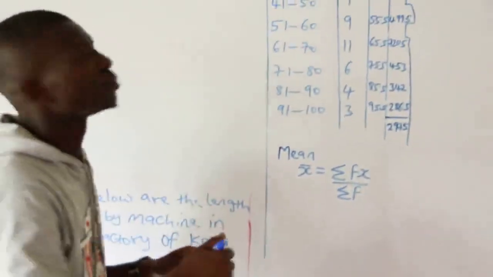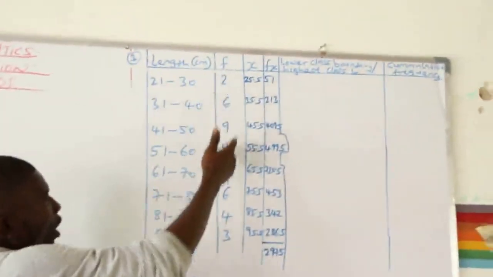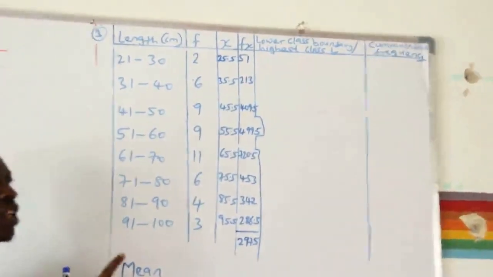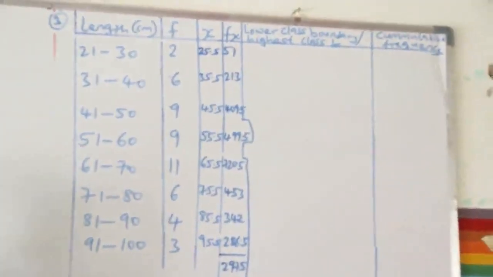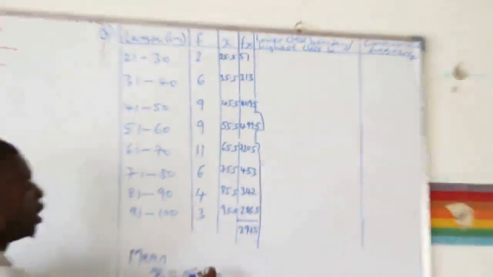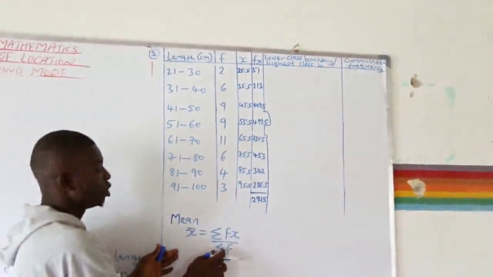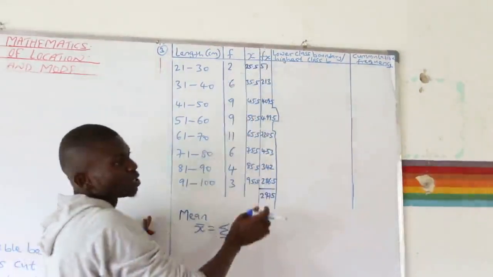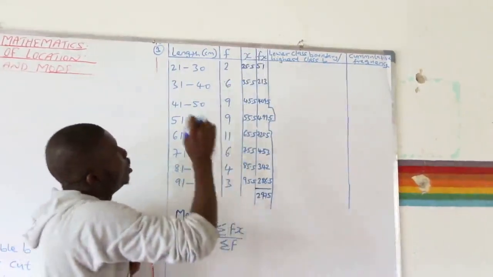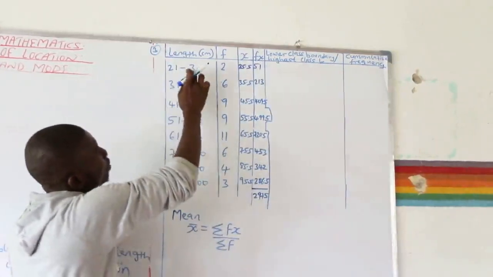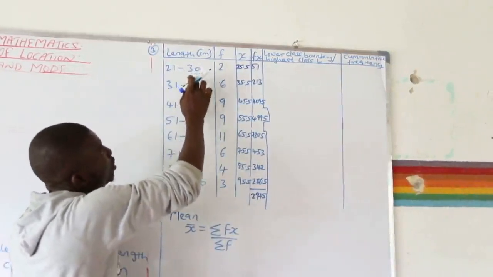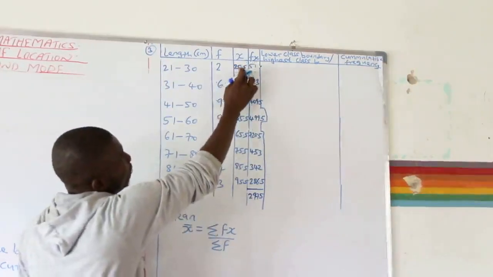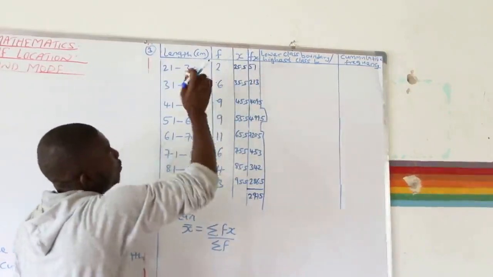Now, solution. This is our length and this is our frequency. We are given to find our mean. Don't forget, in our previous lesson, we said our mean is x bar equals summation fx over summation f. The first thing here is to find our value of x. How will you find the value of x? We add 21 plus 30, which is 51, divided by 2. It will give us 25.5. So this is how you get your x for the first one.